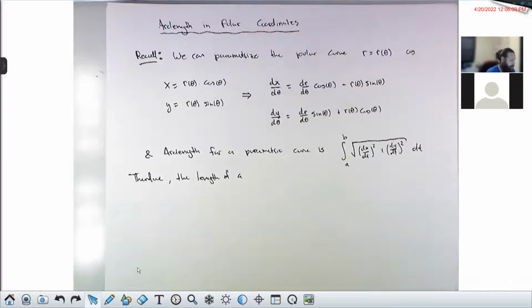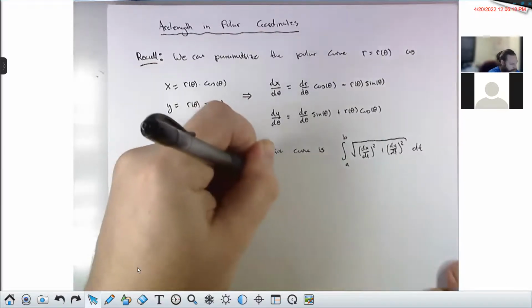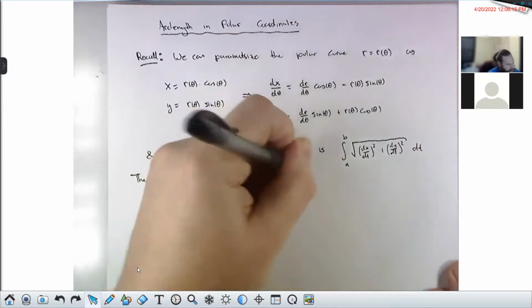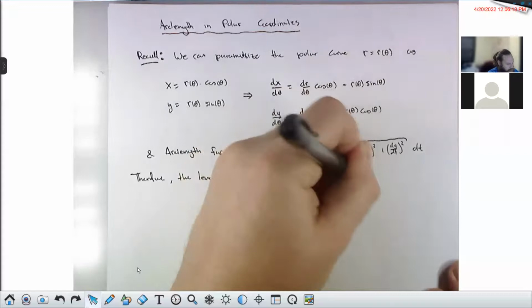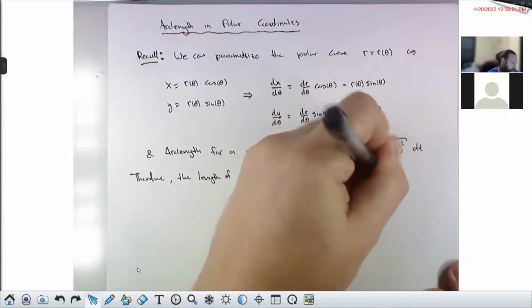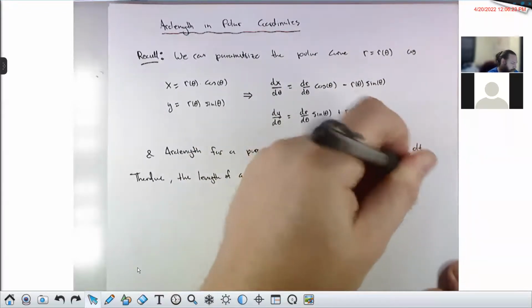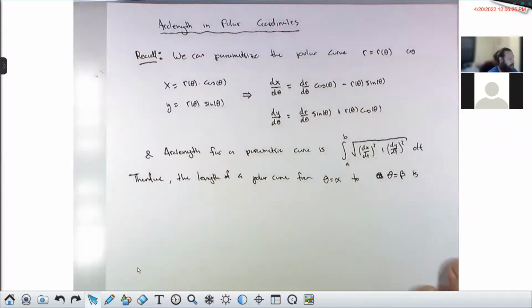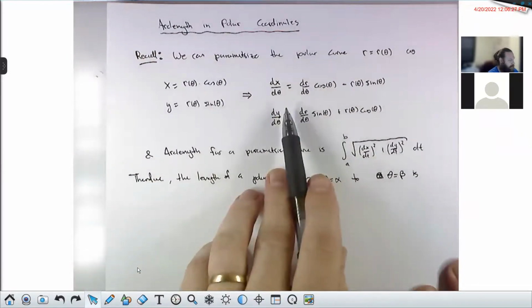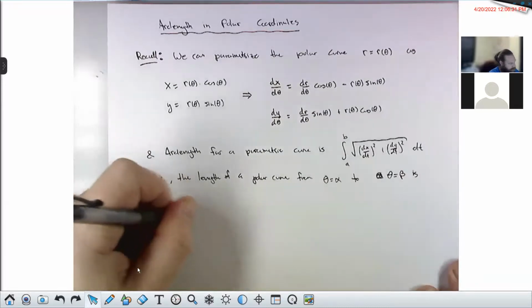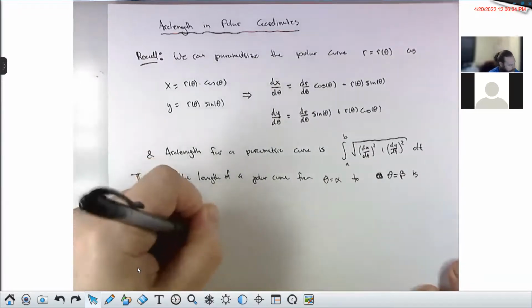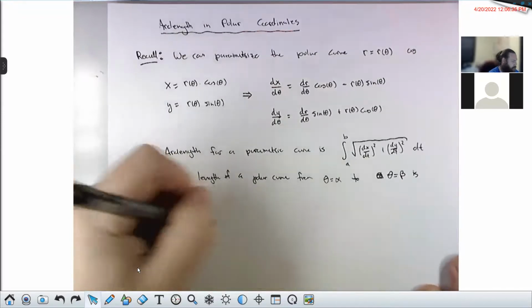Therefore, the length of a polar curve from theta equals alpha to theta equals beta is going to be the integral of this squared plus this squared, done from alpha to beta.